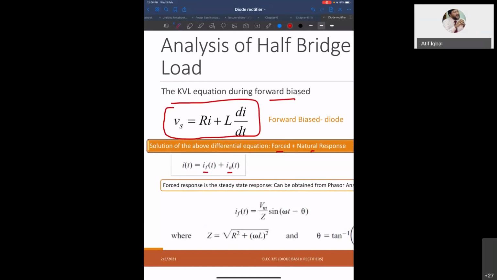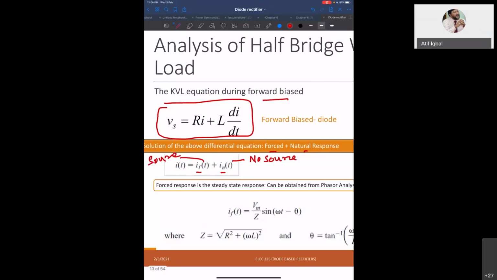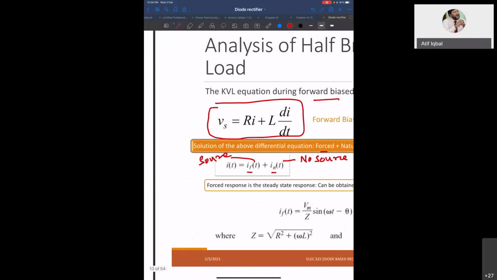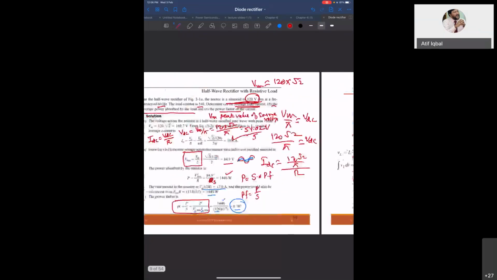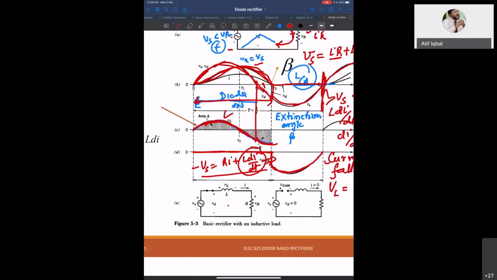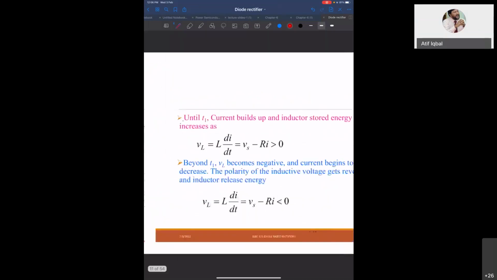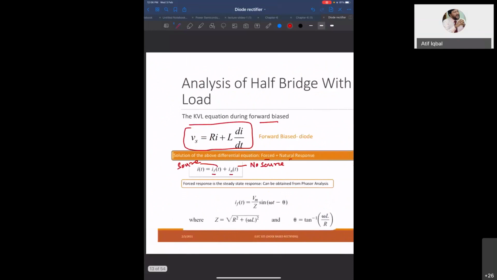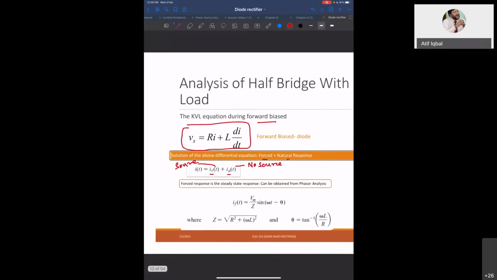Natural response means no source. And forced means there is a source. So forced response is what? You see, this is the equivalent circuit. This is your forced response, and this is natural response. This is 0. Natural response means the source will be short circuit like this. Okay, there is no source. This is how a first order differential equation is solved.